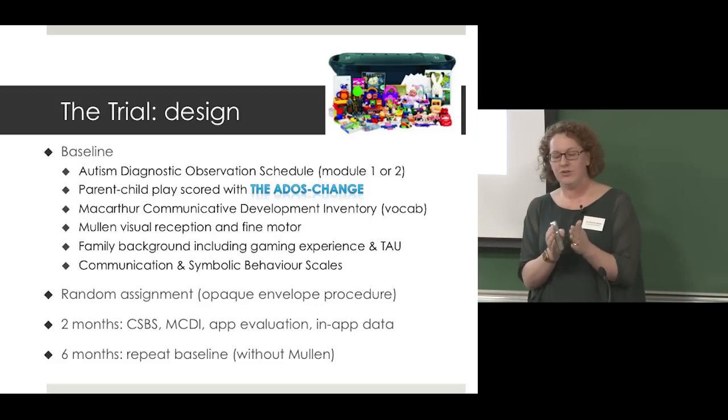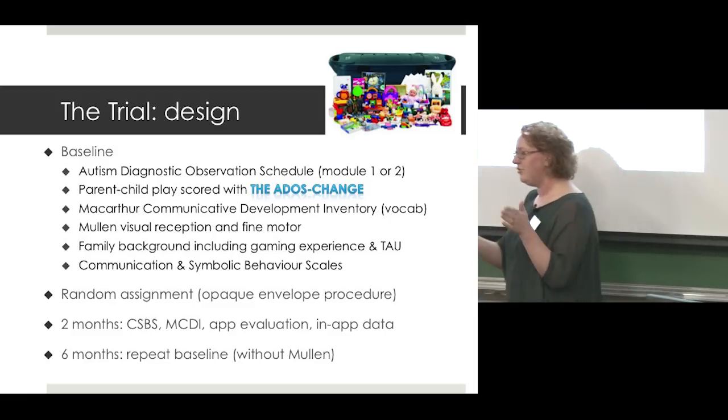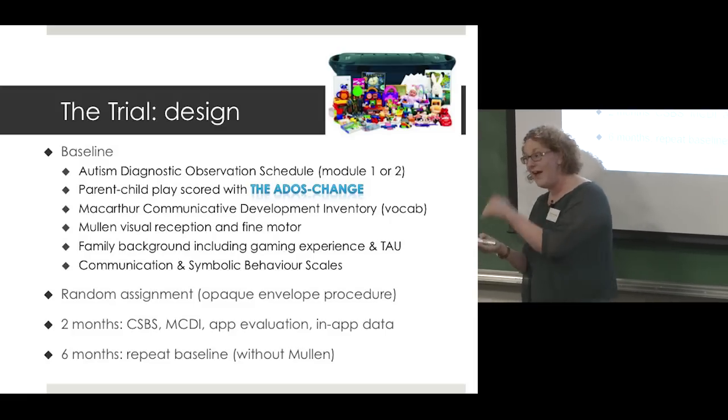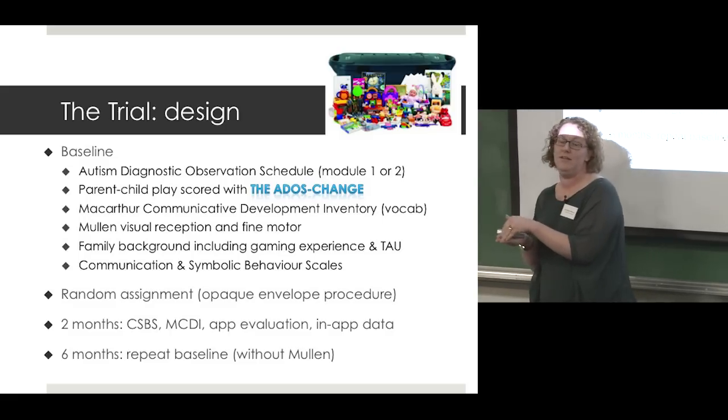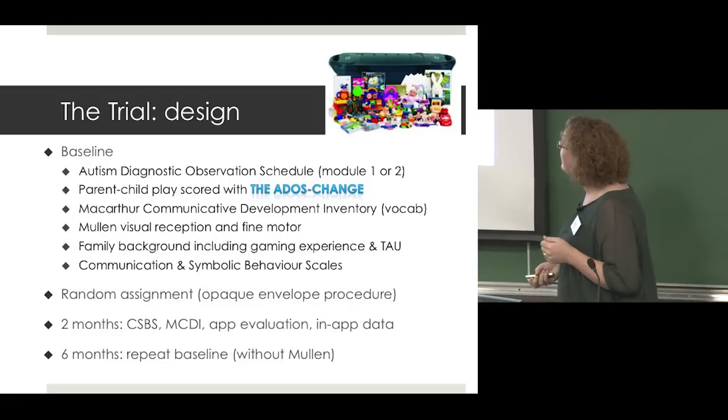So the children have a baseline level of social skills that they show when playing with their mum or their dad. They play the app for 2 months. Then for 4 months, we leave them alone doing nothing. Then they come in and they do their parent-child play again, and that's where we're looking for a key difference. So it's a very high bar to set in terms of assessment.